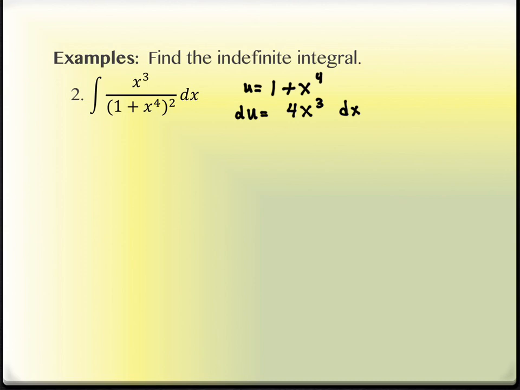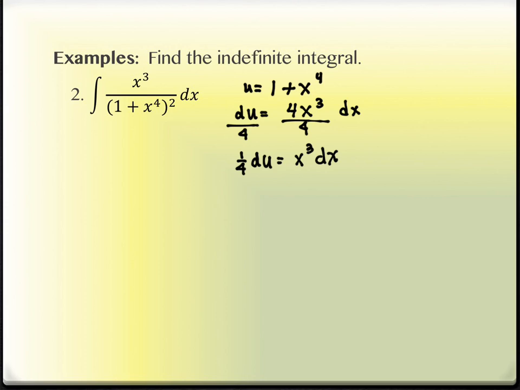So I have an x cubed in my problem, right? It's on the numerator, which is where I need it to be. And I have x cubed as part of my derivative that I just found for du, right? So what do I do with the 4? Well, I just divide it to the other side. So in some sense, we can think about this as 1/4 du is equal to the x cubed dx.